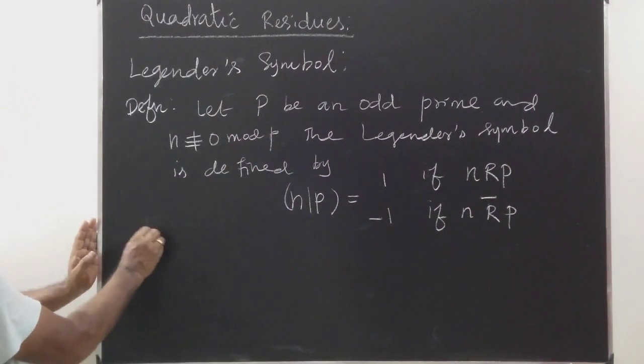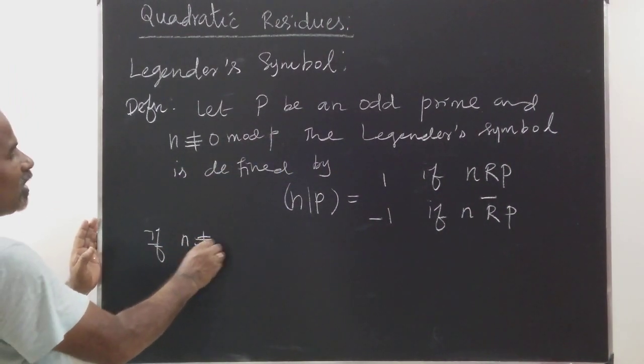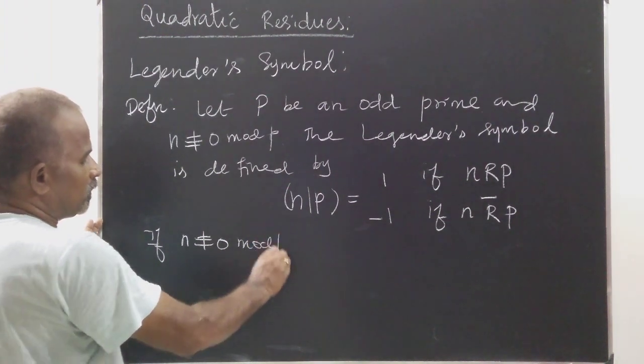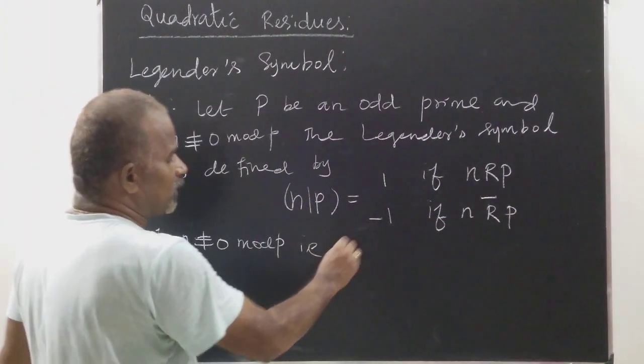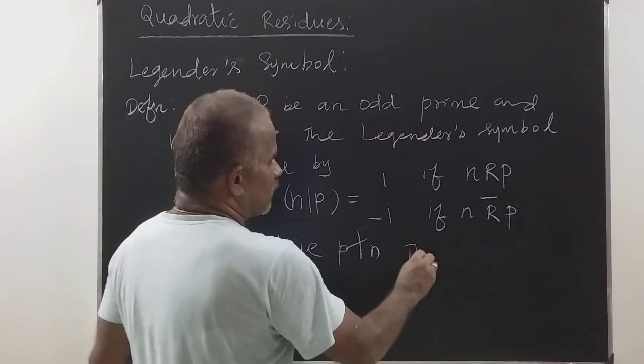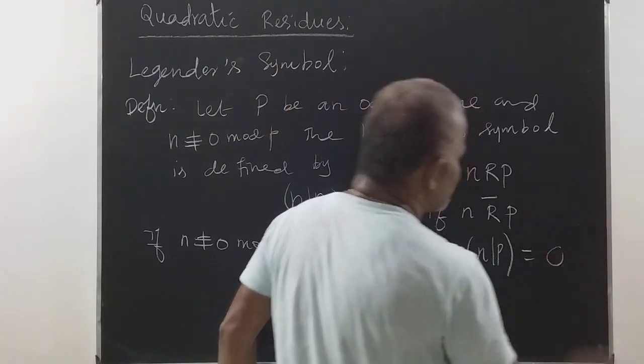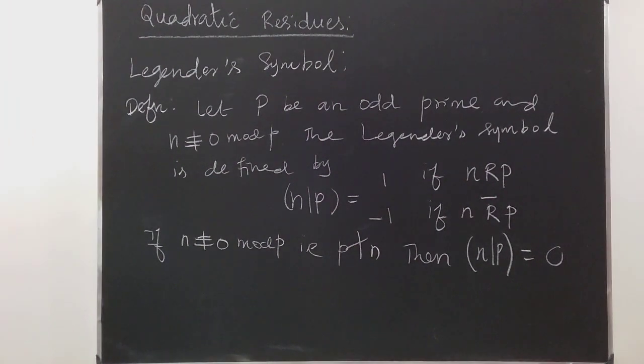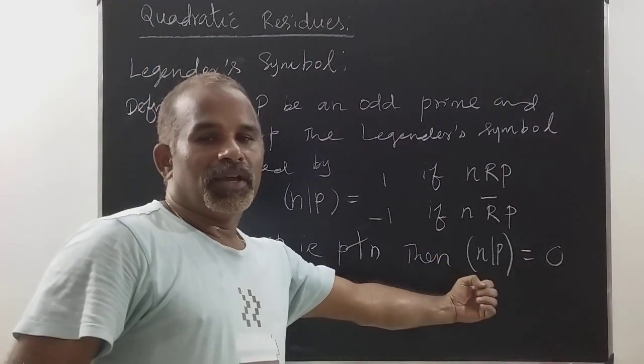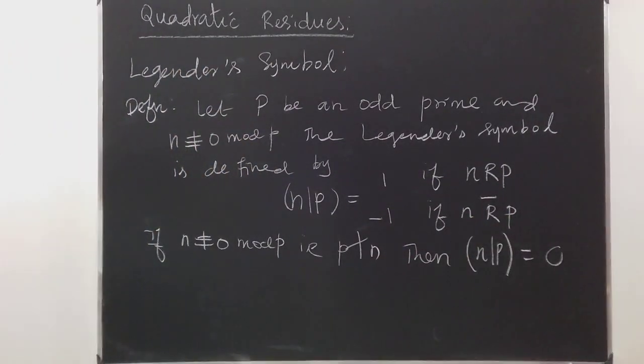If n is congruent to 0 mod p, that is p divides n, then the Legendre symbol n over p is equal to 0. Okay, so this is the definition of the Legendre symbol.